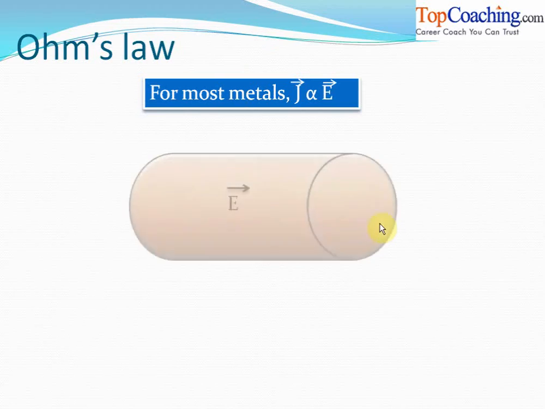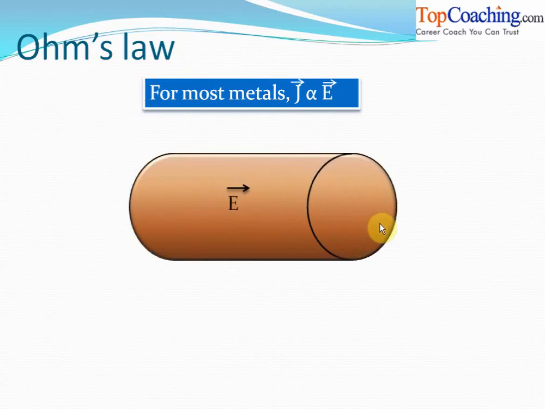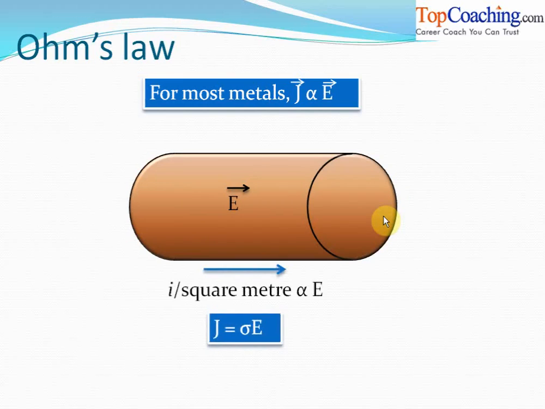So if there is this conductor which has an electric field E applied across its ends, in that case the current per meter square flowing across this conductor will be proportional to the electric field. The proportionality constant is generally termed sigma, and so J is sigma E. Sigma is called the electric conductivity of the metal, and this expression J is sigma E is called Ohm's law. Of course, you must remember this expression as it is fundamental to our study of electric current.